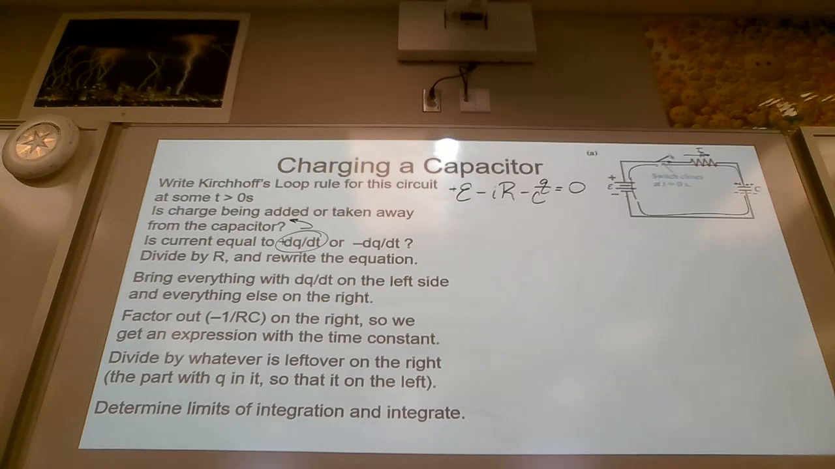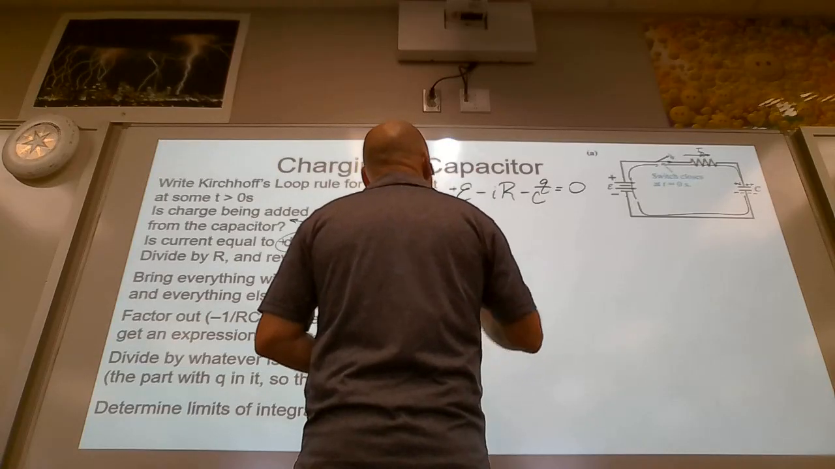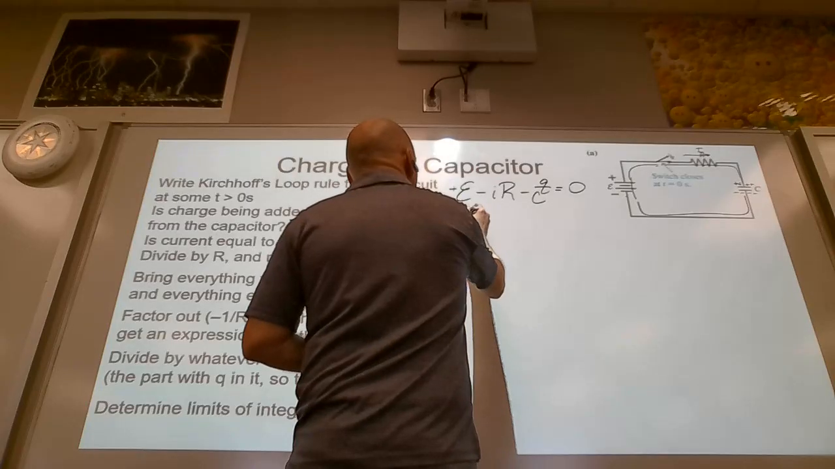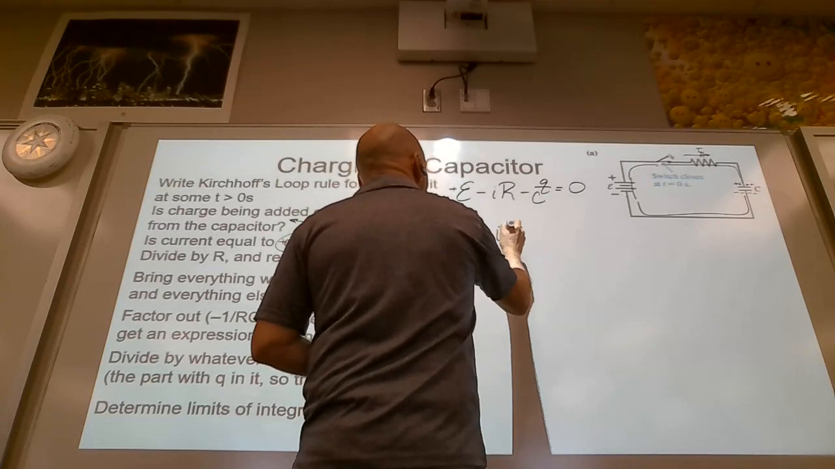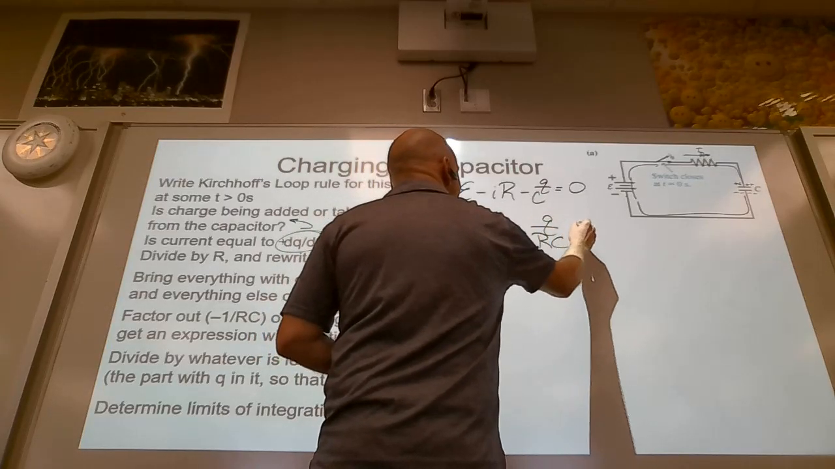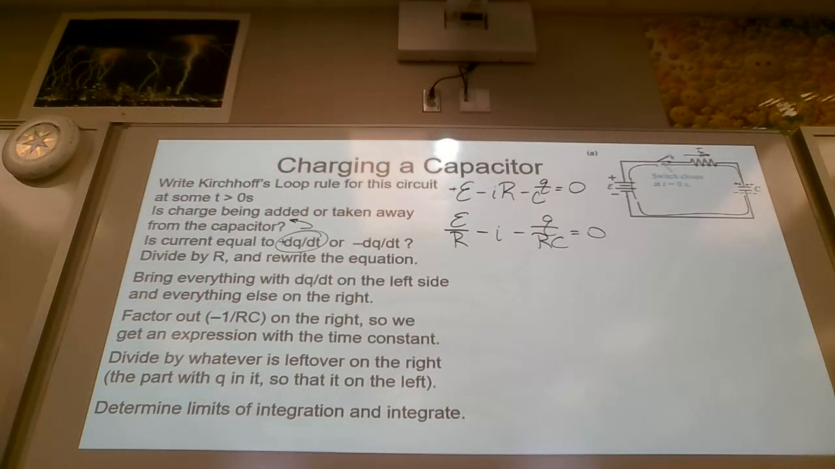Okay. All right. Divide by R. Let's do that. Divide by R. Oh, that's not R. That's an EMF. All right. So we got EMF over R minus I minus Q over RC equals 0. Bring everything with dt on the left side. It's already over there. Everything else on the right side.